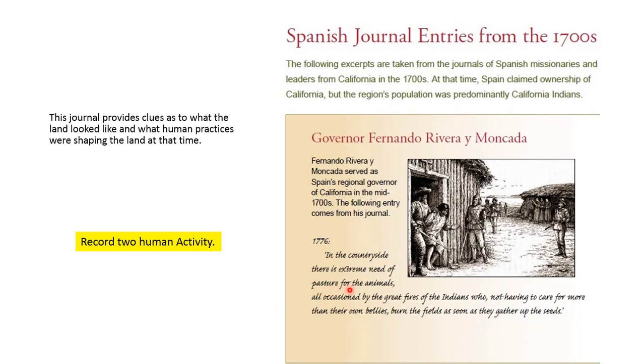Well, one might be pasture for animals. The Spaniards wanted pasture for the animals, but they weren't able to get as much because the Indians were setting fires so that they could clear the brush so that they could hunt better, and also so that they could keep out unwanted plants and plant what they wanted. So those are two possible human activities.